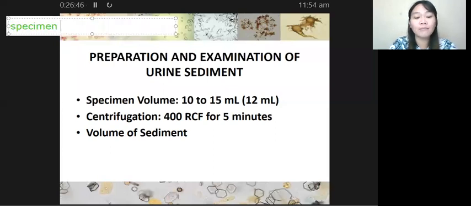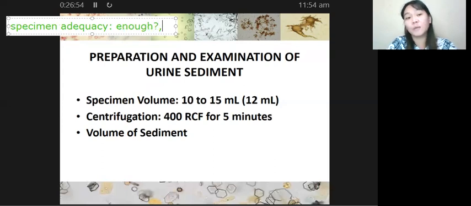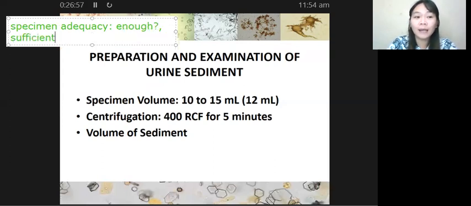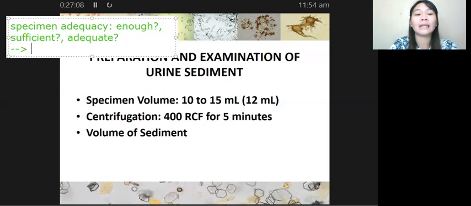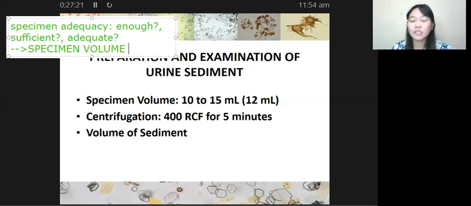We have your specimen adequacy. So ano ang ibig sabihin ng specimen adequacy? Enough ba? Okay, enough ba yung specimen natin? Sufficient ba? Sufficient. Sufficient ba yung specimen natin? Adequate ba yung specimen natin? So when it comes to specimen adequacy, ano ang tinitignan natin? We are taking into consideration your specimen, okay? Specimen volume. Alright. So for routine urinalysis, the required specimen volume is 10 to 15 ml.